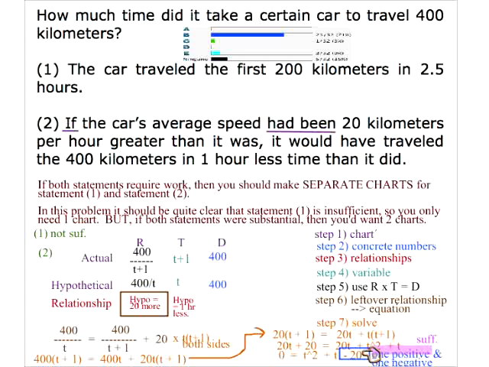Also watch the coordinate geometry data sufficiency ones. Those have some problems like that too. There are 2 lectures on coordinate geometry DS. You might want to check those out.